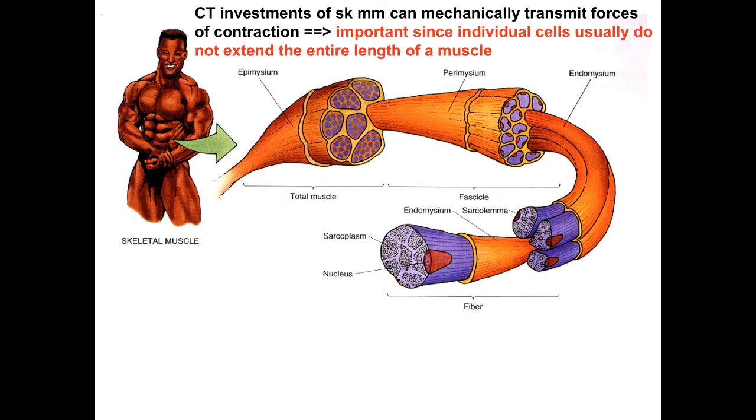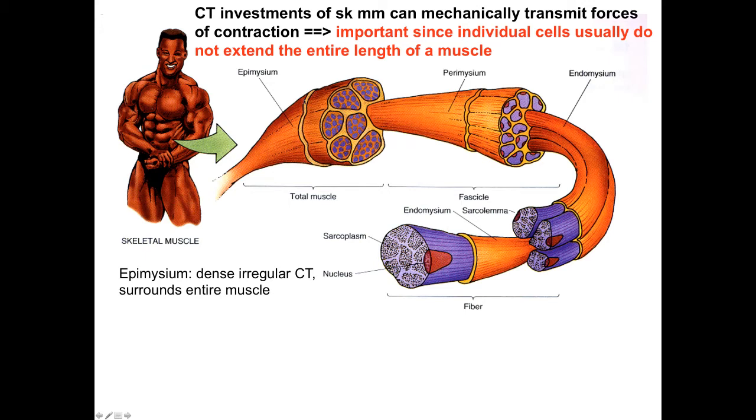I want to say a few words about the connective tissue investments of skeletal muscle because these play an important role in transmitting the forces of contraction in muscle to, for example, the bones of a limb. And this is important because individual muscle cells don't usually extend for the entire length of a muscle. We can start by talking about the epimysium. And the epimysium is a dense, irregular connective tissue that surrounds an entire muscle.